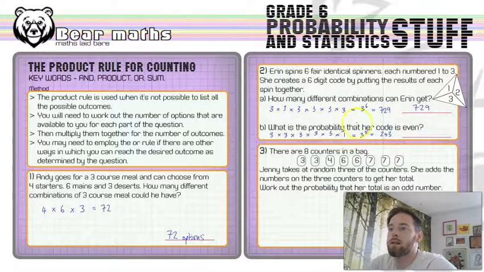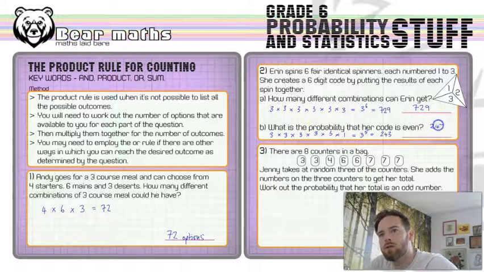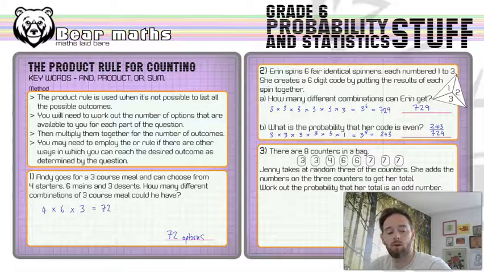Okay, so the probability that a code is even, think about probability, it's not just about the options now, or the number of different combinations, it's about probability. So we have to write it as a fraction, 243 out of the total number of options which we just got in the first bit of the question, 729. I hope that makes sense. You don't have to simplify, you could put it in the calculator, it might come out simplified, I don't know, I have not tried it.